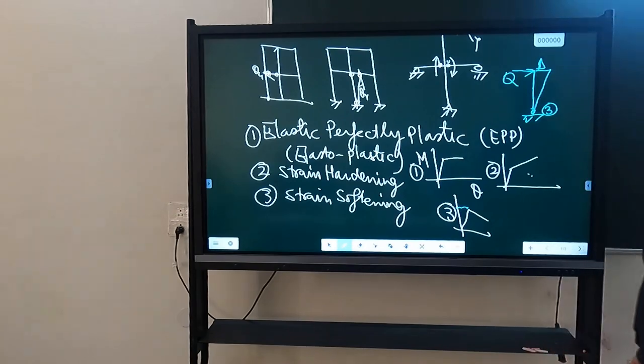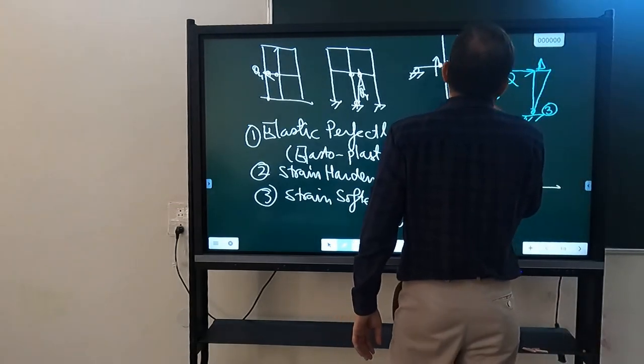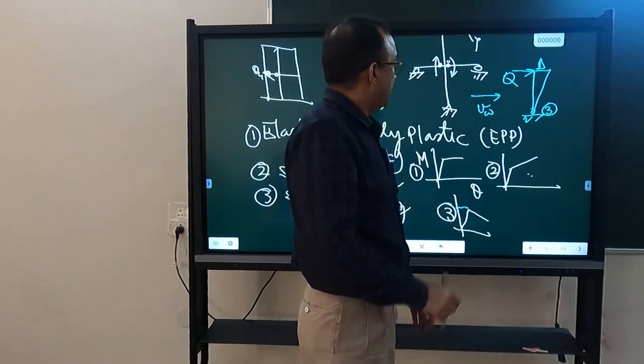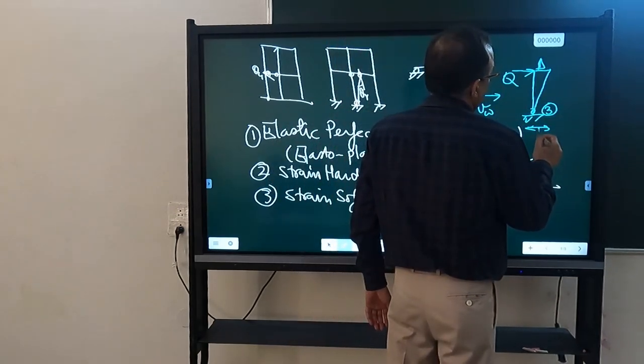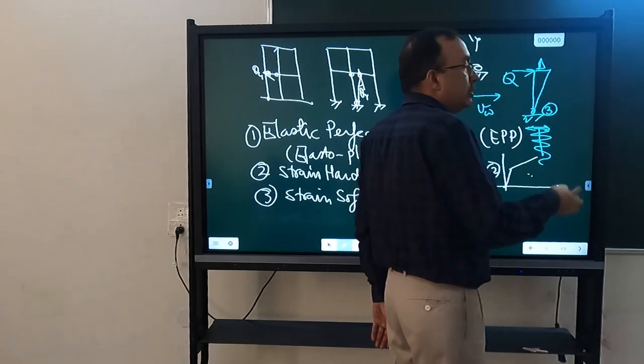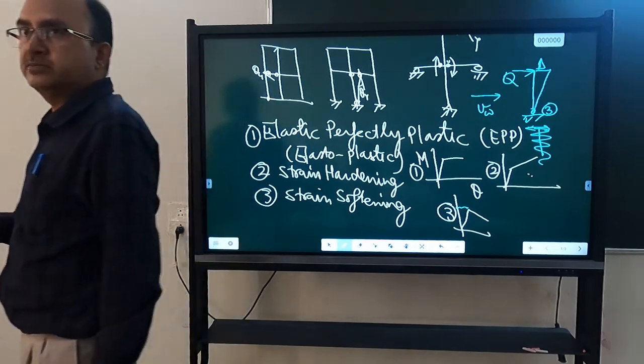No, it will reverse. Then after that, why? What is the difference in the two? Wind, I have applied to the same column. In one case, I am applying a wind velocity. In another case, I am applying an earthquake. And this earthquake also I am increasing gradually. The wind also I am increasing gradually.